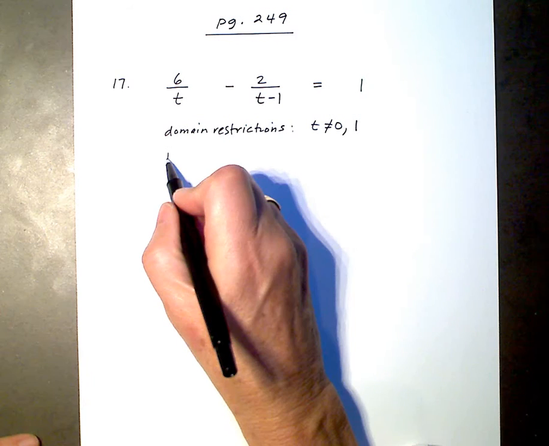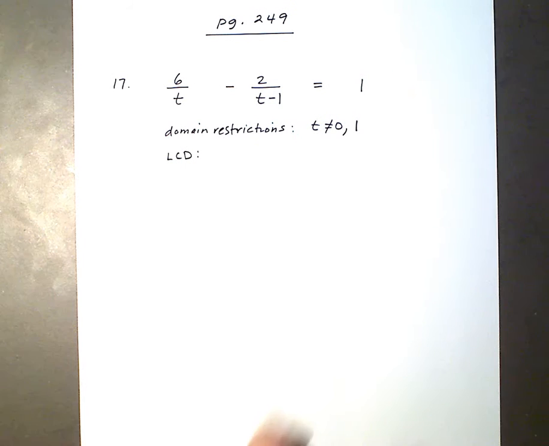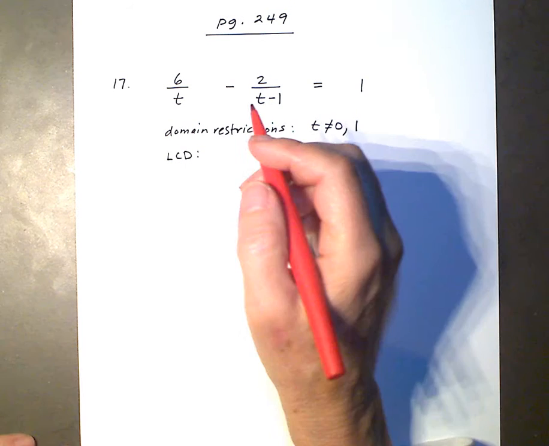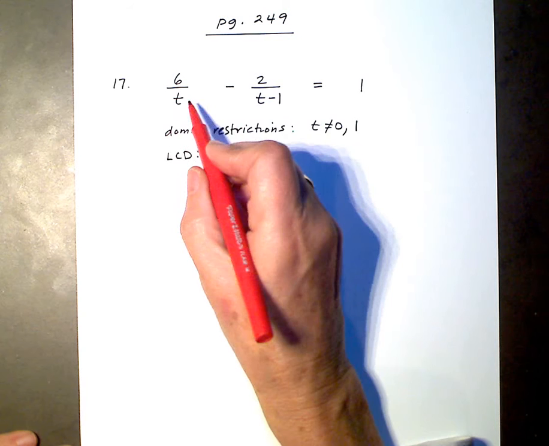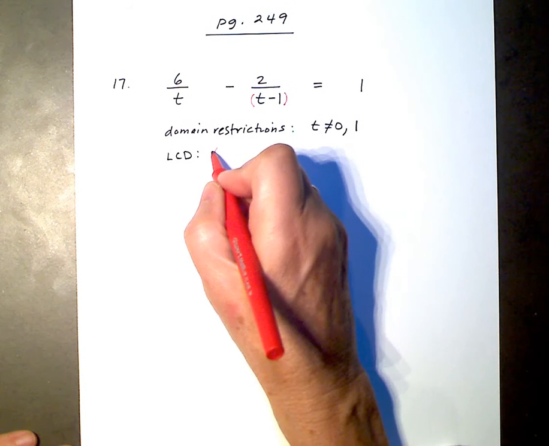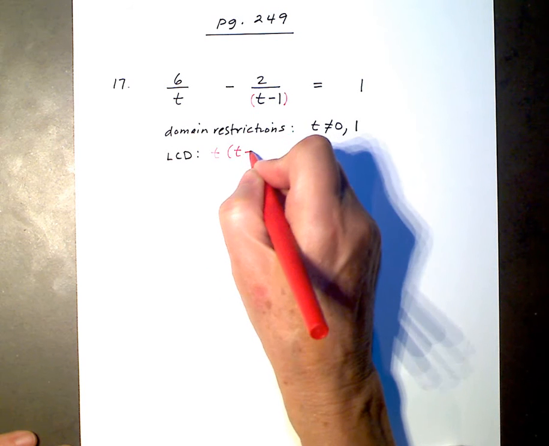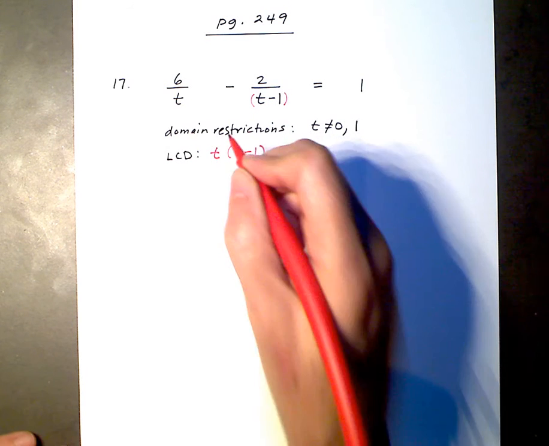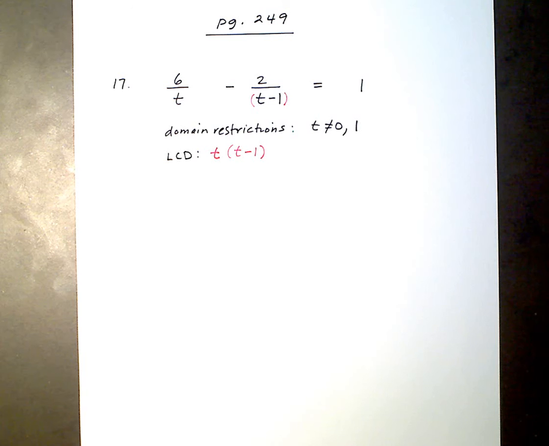As far as the lowest common denominator, I'm going to pick up every denominator that occurs. These are different. I've got a t, and then I've got a t minus 1, which I'll wrap up there. So t times t minus 1 is our lowest common denominator. So every term has to be rewritten in that lowest common denominator.